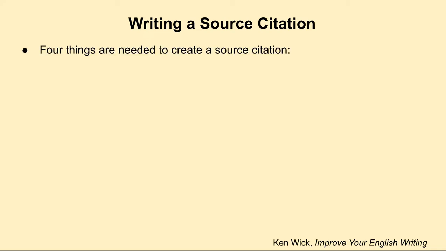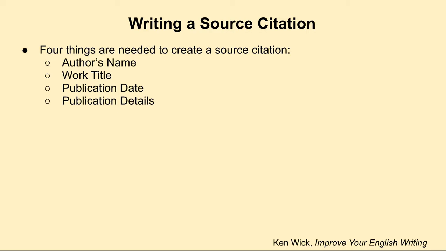So, what are the 4 things needed to create a source citation? First thing is the author's name. So we're talking first, middle, last, or whatever you get. Maybe it's just the first and middle initial and last, but you have the author's name. The work title, the full work title, the publication date, and I'm going to call it the other publication details.